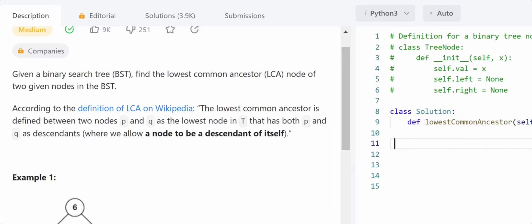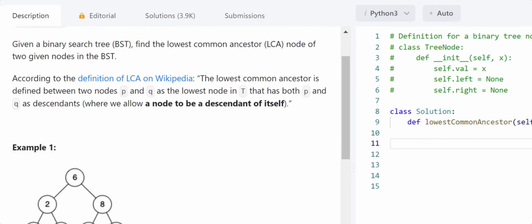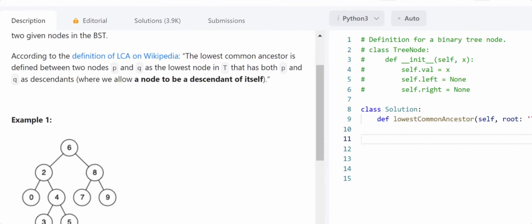Binary search tree: find the lowest common ancestor node of two given nodes in the BST. According to the definition of LCA on Wikipedia, the lowest common ancestor is defined between two nodes P and Q as the lowest node in T that has both P and Q as descendants, where we allow a node to be a descendant of itself.